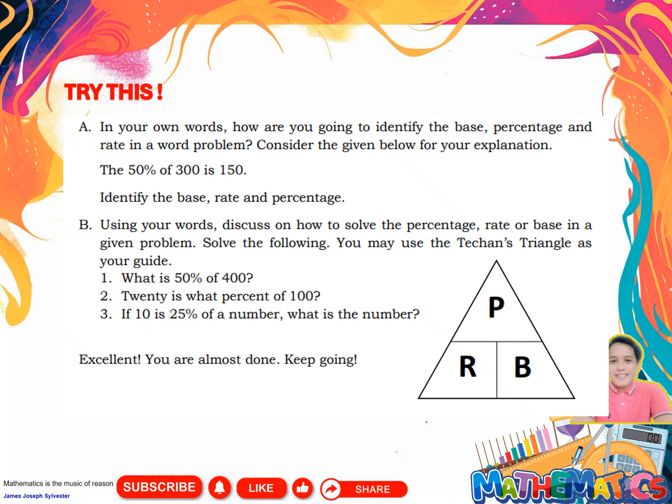Letter B, using your own words, discuss how to solve for the percentage, rate, or base in a given problem. Solve the following. You may use the Tekans triangle as your guide. Number one, what is 50% of 400? Number two, 20 is what percent of 100? And number three, if 10 is 25% of a number, what is the number? We may start.